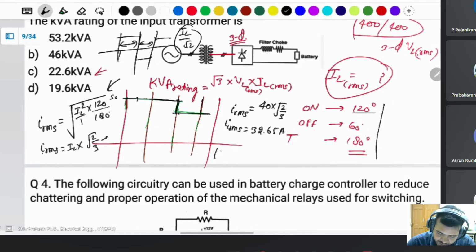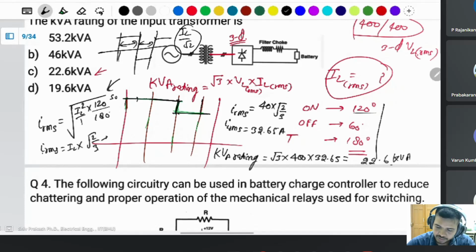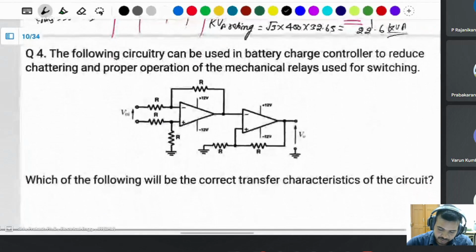Then the kVA rating is root 3 into voltage VL 400 into IL 32.65, which is 22.6 kVA. That is the kVA rating of this one. Okay.